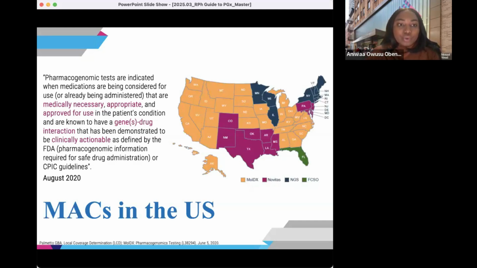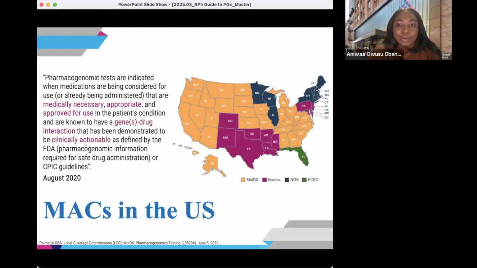They agreed that pharmacogenomic testing is indicated when the medications being considered for use are medically necessary, appropriate, and approved for use in the patient's condition. So they decided to not only cover single genes, but also panel-based testing, so long as the medication had implications with CPIC level A or B, which are the highest levels, or if the FDA had pharmacogenomic information in the medication's package insert. So that's where MolDX started.